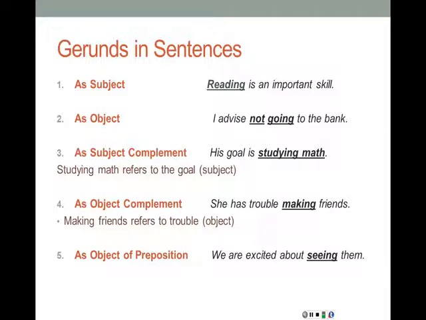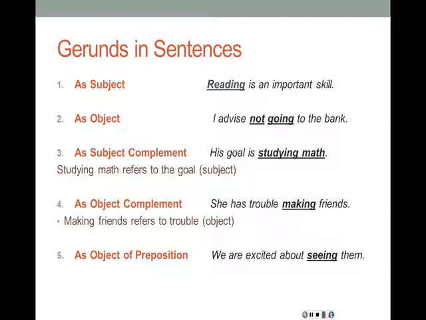In the third example, the main verb is a linking verb. It creates a link between the subject and studying math. So studying math complements the subject, his goal. In the fourth example, the gerund making friends is linked to the trouble she has. The trouble is the object of the sentence, so the gerund complements the object.